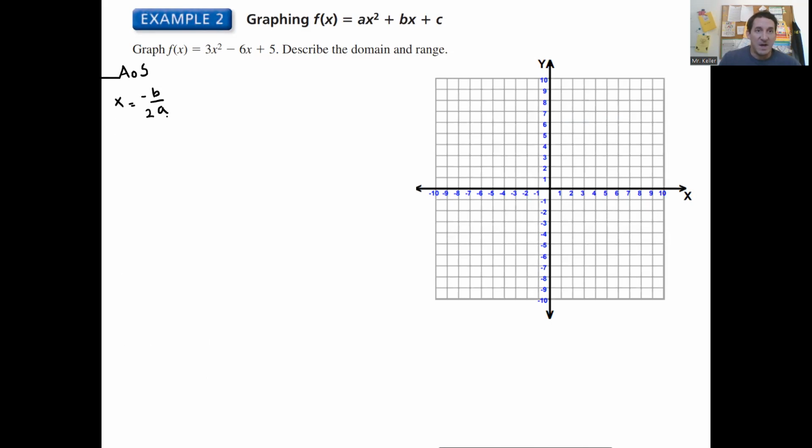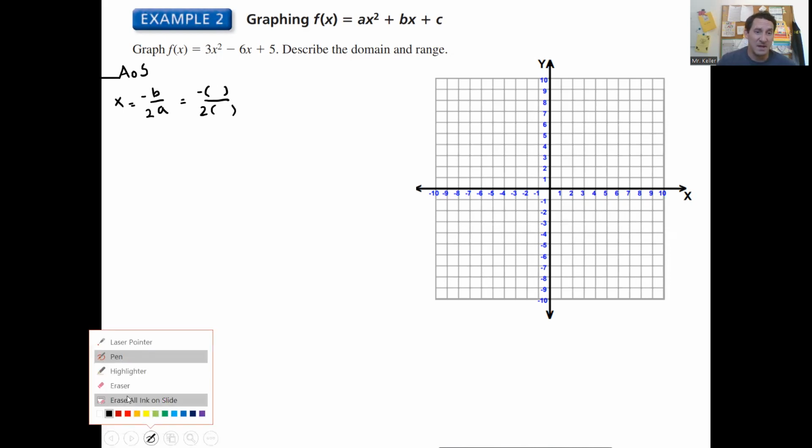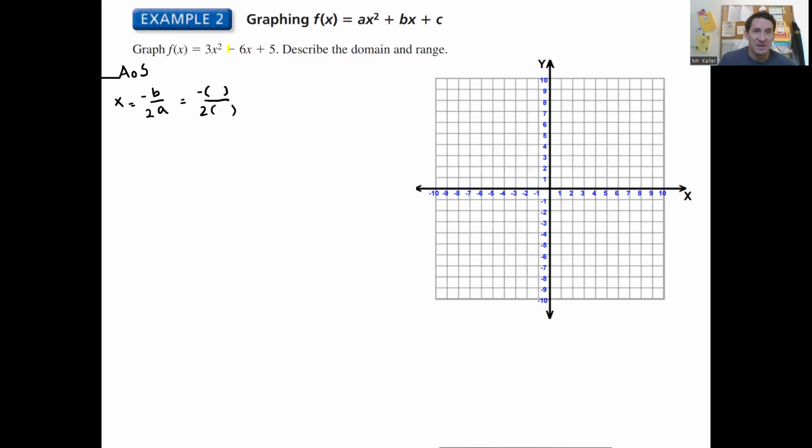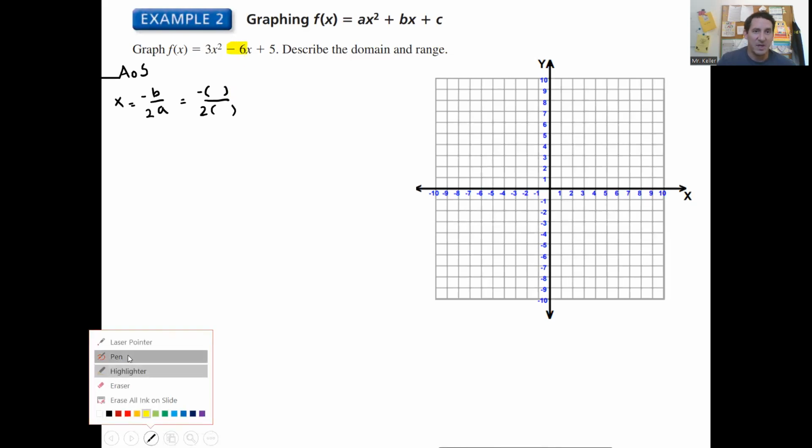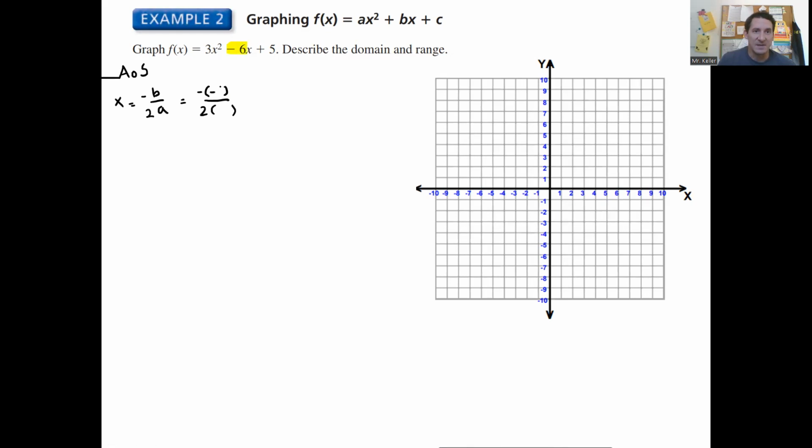So -b divided by 2a. I'm going to replace the b and the a in there. So -b is -6. Be careful with that. I'm going to highlight that, since b, this is the b value, is -6. Make sure you put a -6 into this formula. And then a is 3. All right, so just keep going.